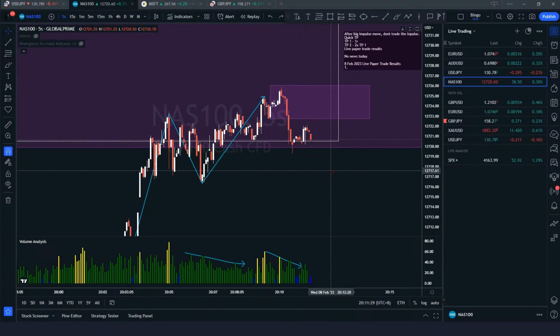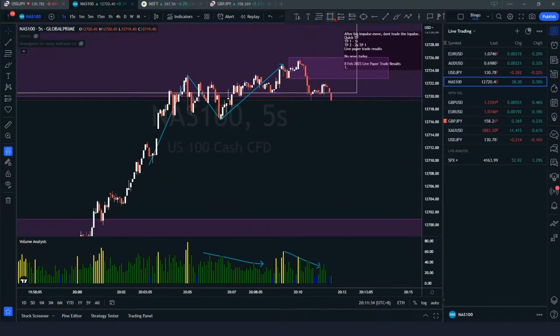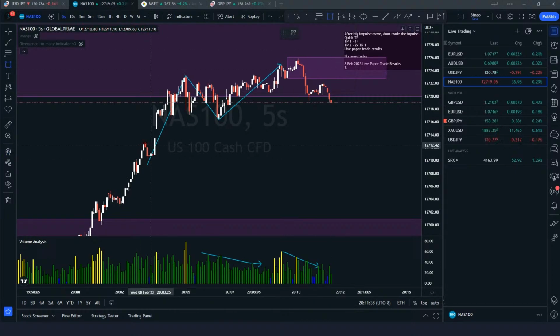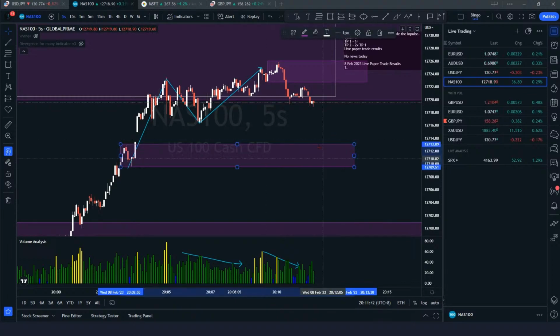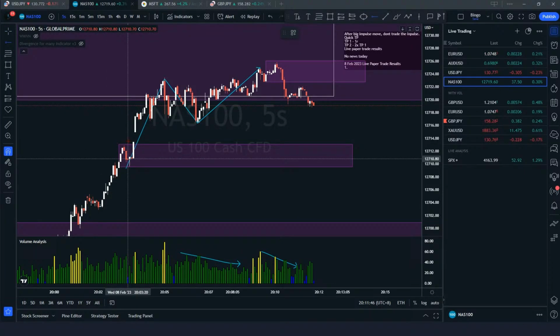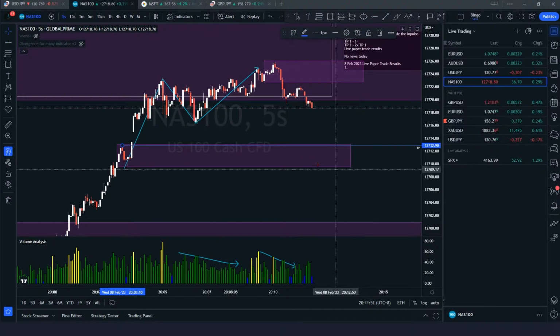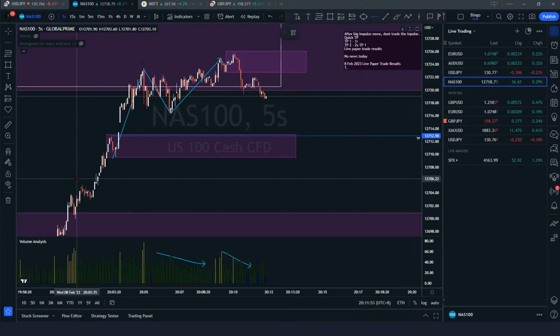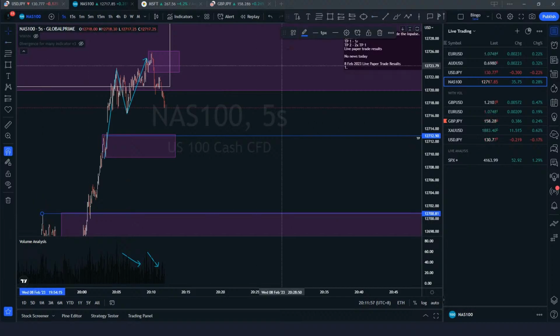So let's see if we get any confirmation from here. If price gives our confirmation, then the first target will be this order block right here. The first target will be this area, and the second one this. The reason being, price could reverse from this order block over here without even going down.